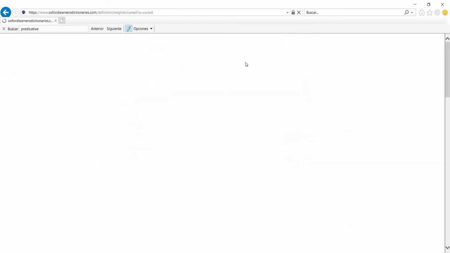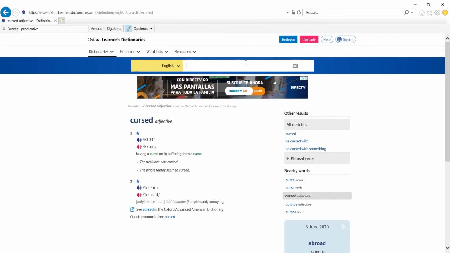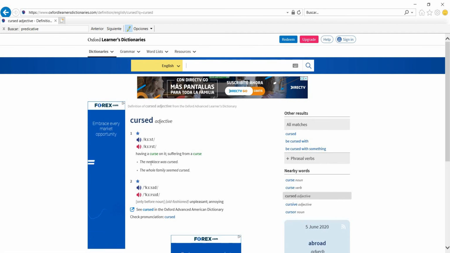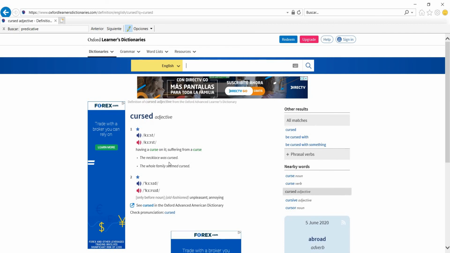Cursed. This one actually we get two in the same entry, right? So having a curse on it, the necklace was cursed. The whole family seemed cursed, so you have a curse, right? But cursed as meaning annoying, right? Cursed, I don't know, cup of tea, whatever, right? It is very old-fashioned. We don't use it that much. So remember, something is cursed, right? But cursed means something like damned, right?